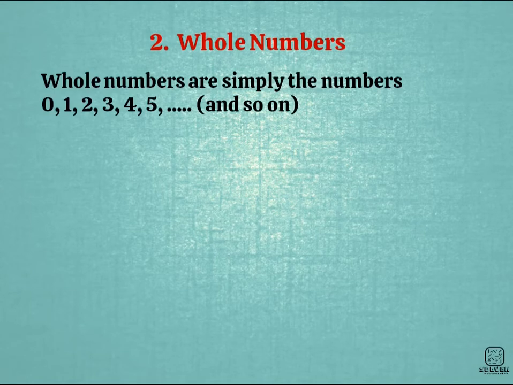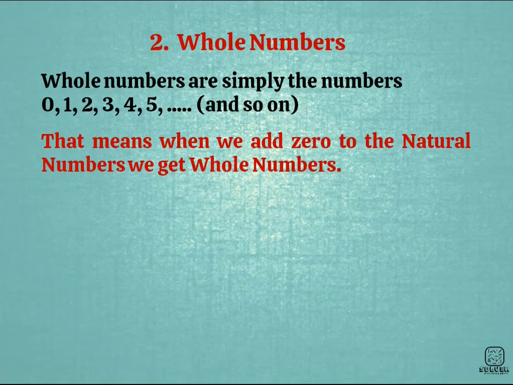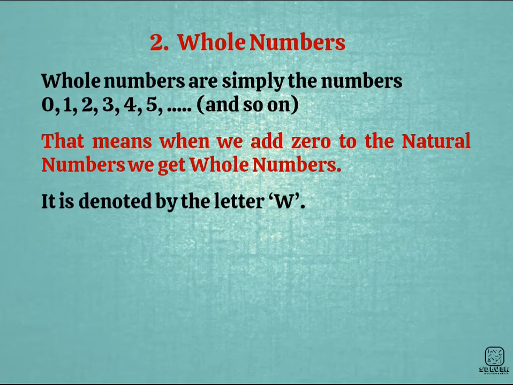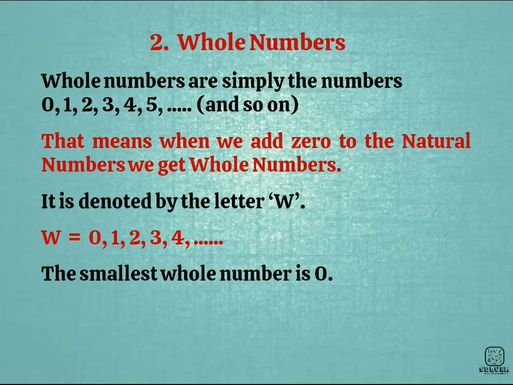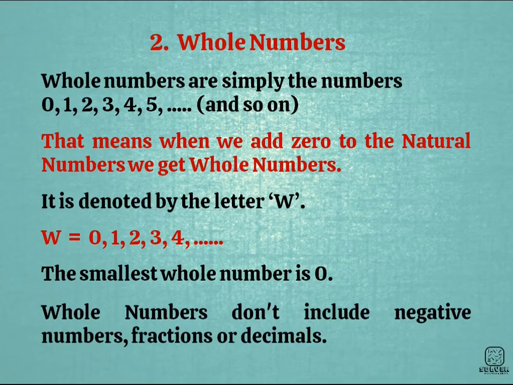Next, whole numbers. Whole numbers are simply the numbers 0, 1, 2, 3, 4, 5, etc. We know the natural numbers are 1, 2, 3, 4, 5, etc. Now when we add 0 to the natural numbers, we get whole numbers. It is denoted by the letter W. So W is equal to 0, 1, 2, 3, 4, etc. The smallest whole number is 0. And just like natural numbers, there is no largest whole number. Whole numbers don't include negative numbers, fractions or decimals.